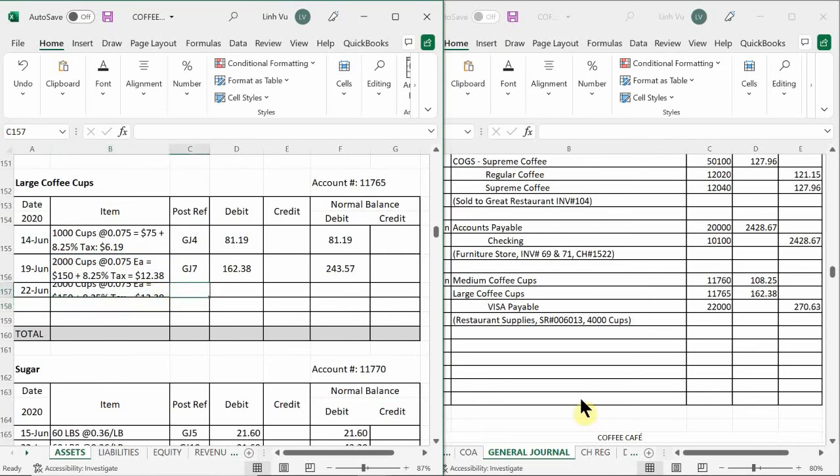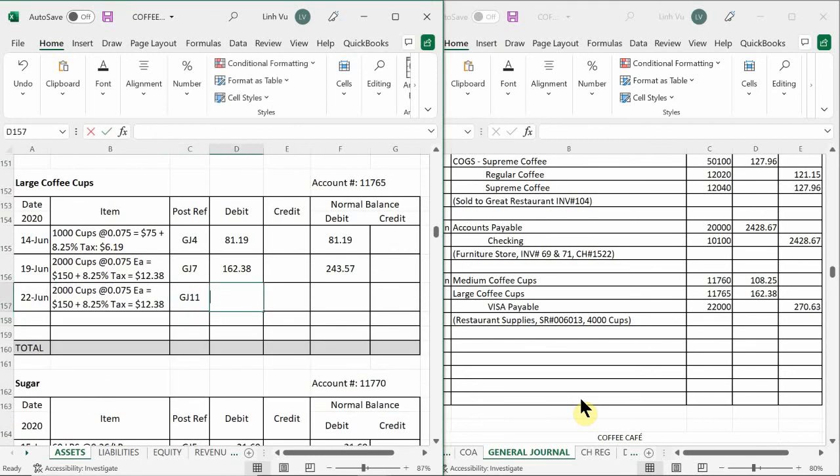For the same amount of 162.38. So therefore, that should increase it to this 405.95.